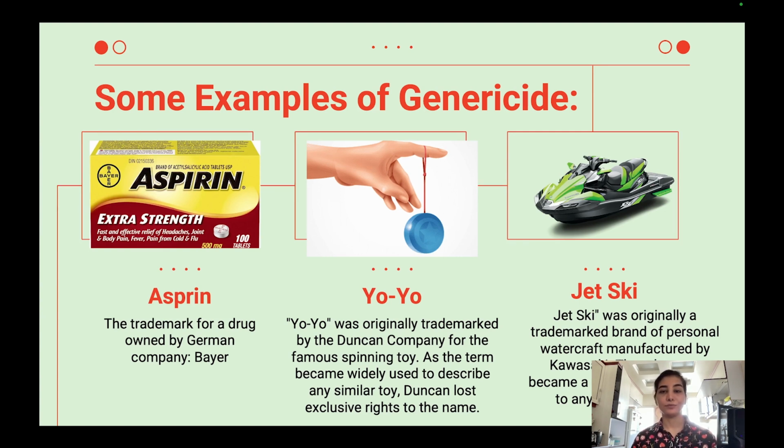Another example is jet ski. Jet ski actually was a brand owned by a company, a Japanese company. They called a special kind of watercraft a jet ski. But after a while, when jet ski went viral and people used it a lot, people used the name jet ski for any kind of watercraft. So today jet ski, which was a brand, is the name of this kind of watercraft. So the Japanese company lost its ownership over that term.